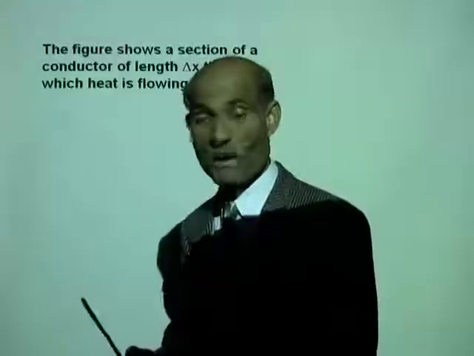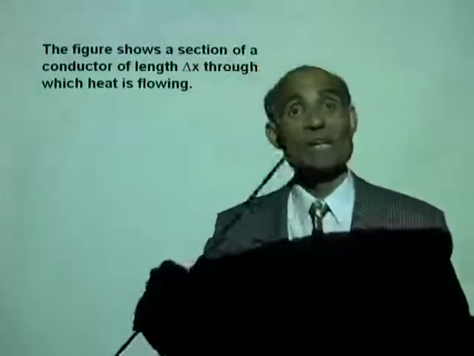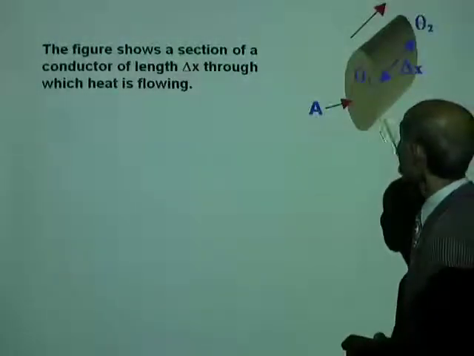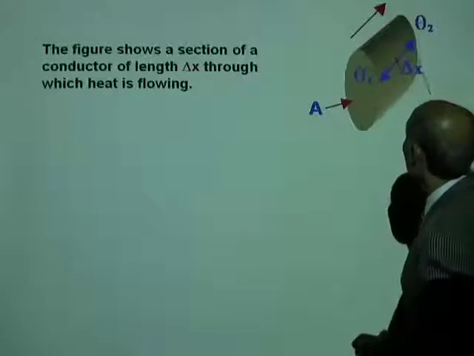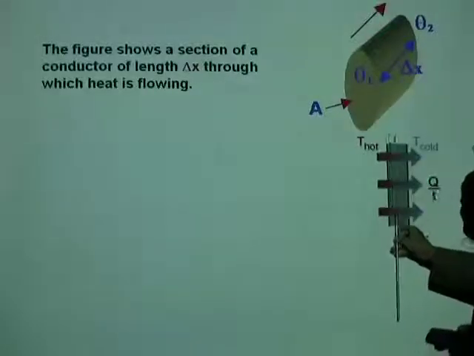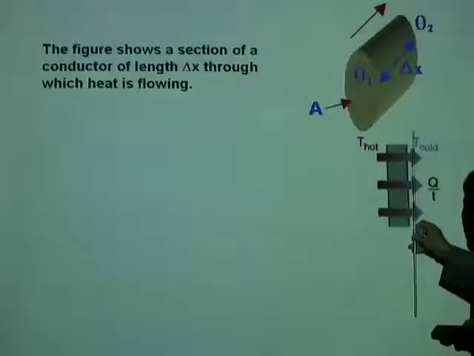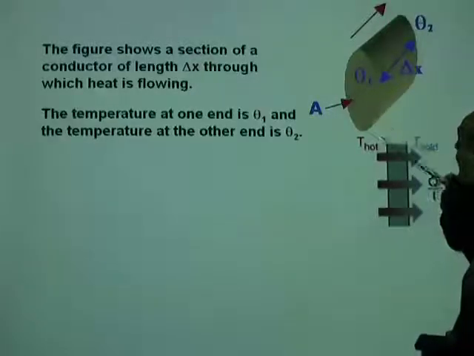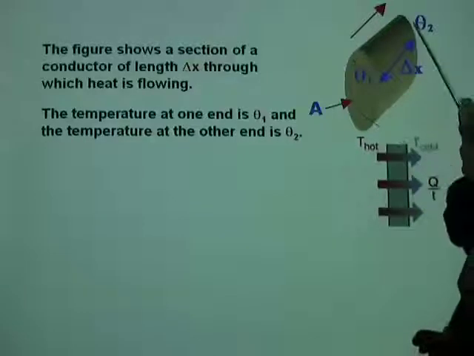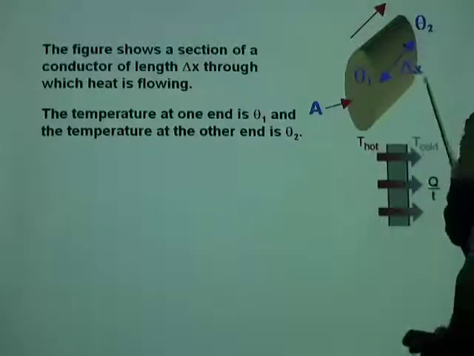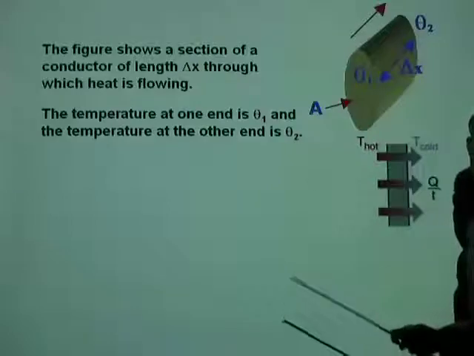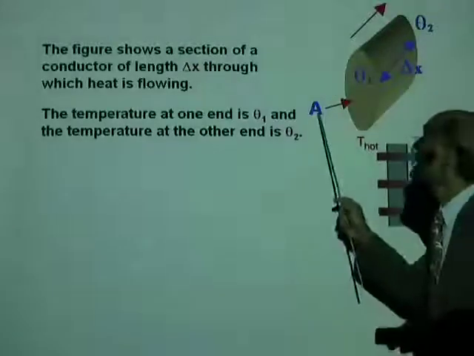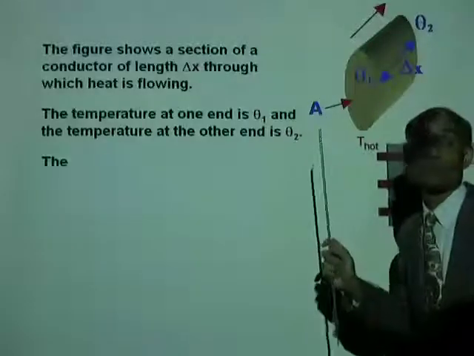All right, let's talk about conduction in a little more detail. The figure shows a section of a conductor of length delta x. I have shown another section here. This is the length delta x. The temperature at one end is theta 1 and the temperature at the other end is theta 2. The area of cross-section of the conductor is A.